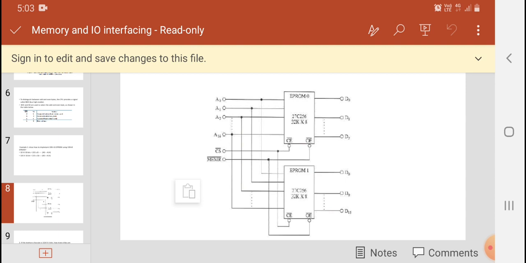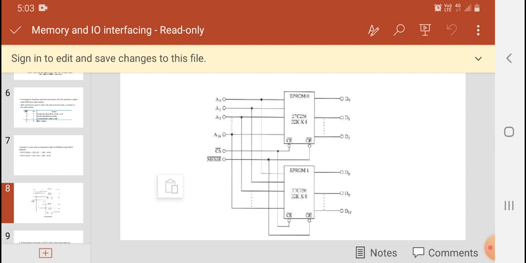Since it is just an EEPROM, only the read option is available, not write. Otherwise, if it is a RAM, you have to include one more signal called write. The CE of the upper EEPROM and the lower EEPROM are both connected and given to a signal called CS, chip select. We have seen this in the pin diagram of 8086.